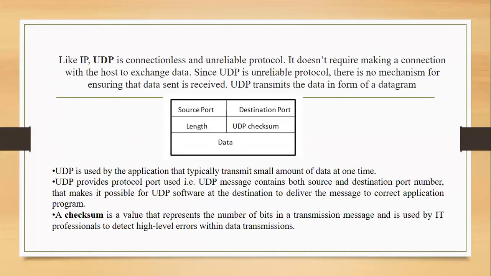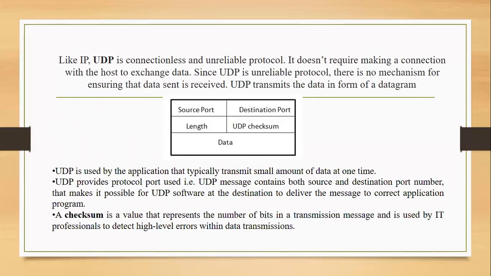These are the main parts of the UDP protocol: the source port from where we send data, the destination port to where we want to send data, the length of the data, and the UDP checksum. Now, a new term here is checksum. A checksum is a value that represents the number of bits in a transmission message. It means it mentions a particular value, up to which we can send our data.